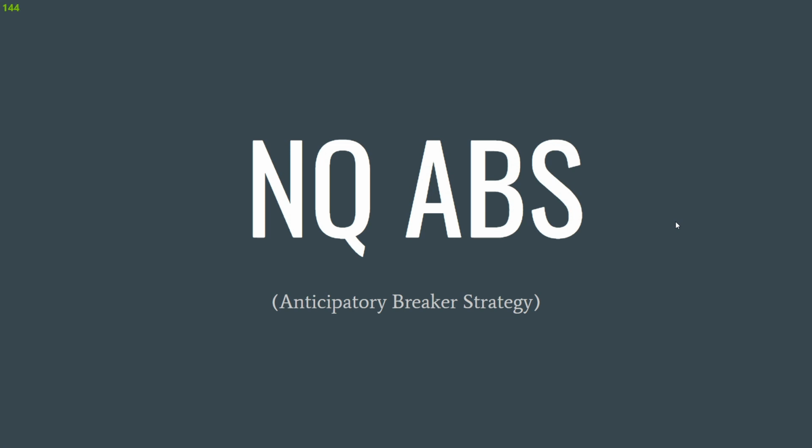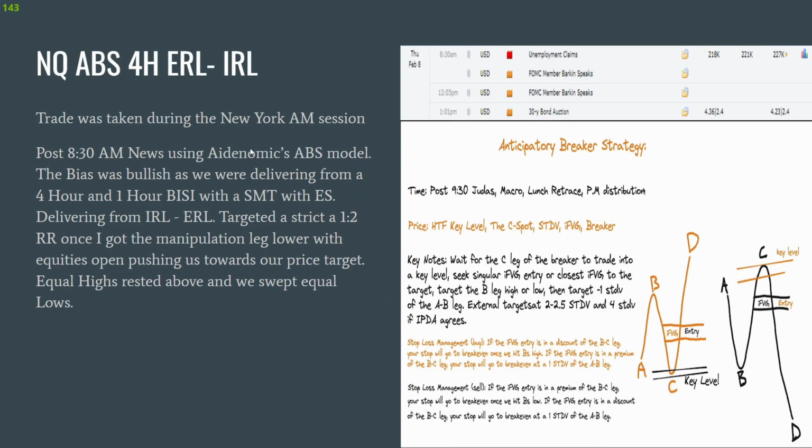NQ, anticipatory breaker strategy. So this was an NQ anticipatory breaker strategy for our external range liquidity to internal range liquidity again. This time we did in fact have news. We had unemployment claims and an FOMC member, Barkin, was speaking. So we had that around 8:30 a.m. So after 8:30 a.m. we were able to catch a trade.